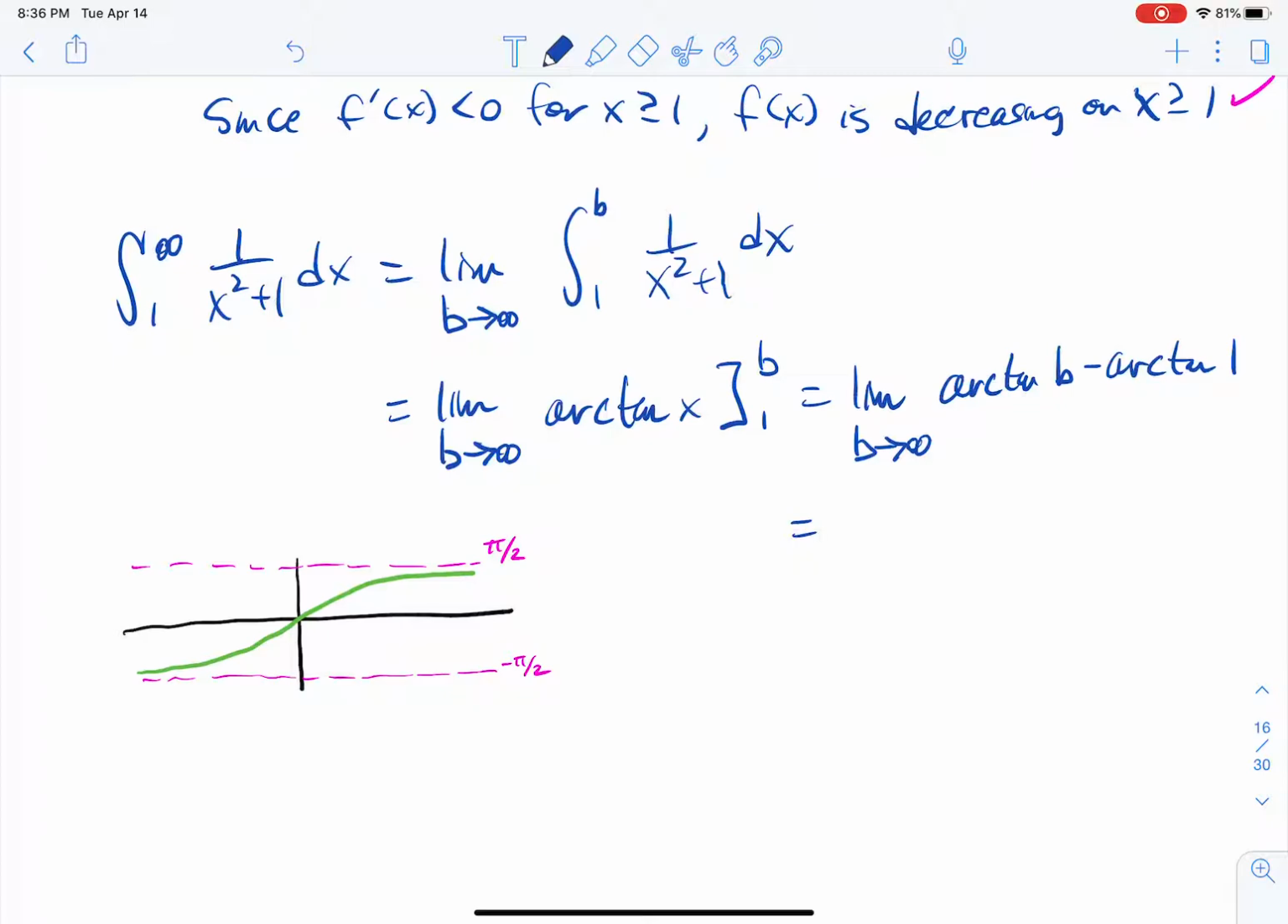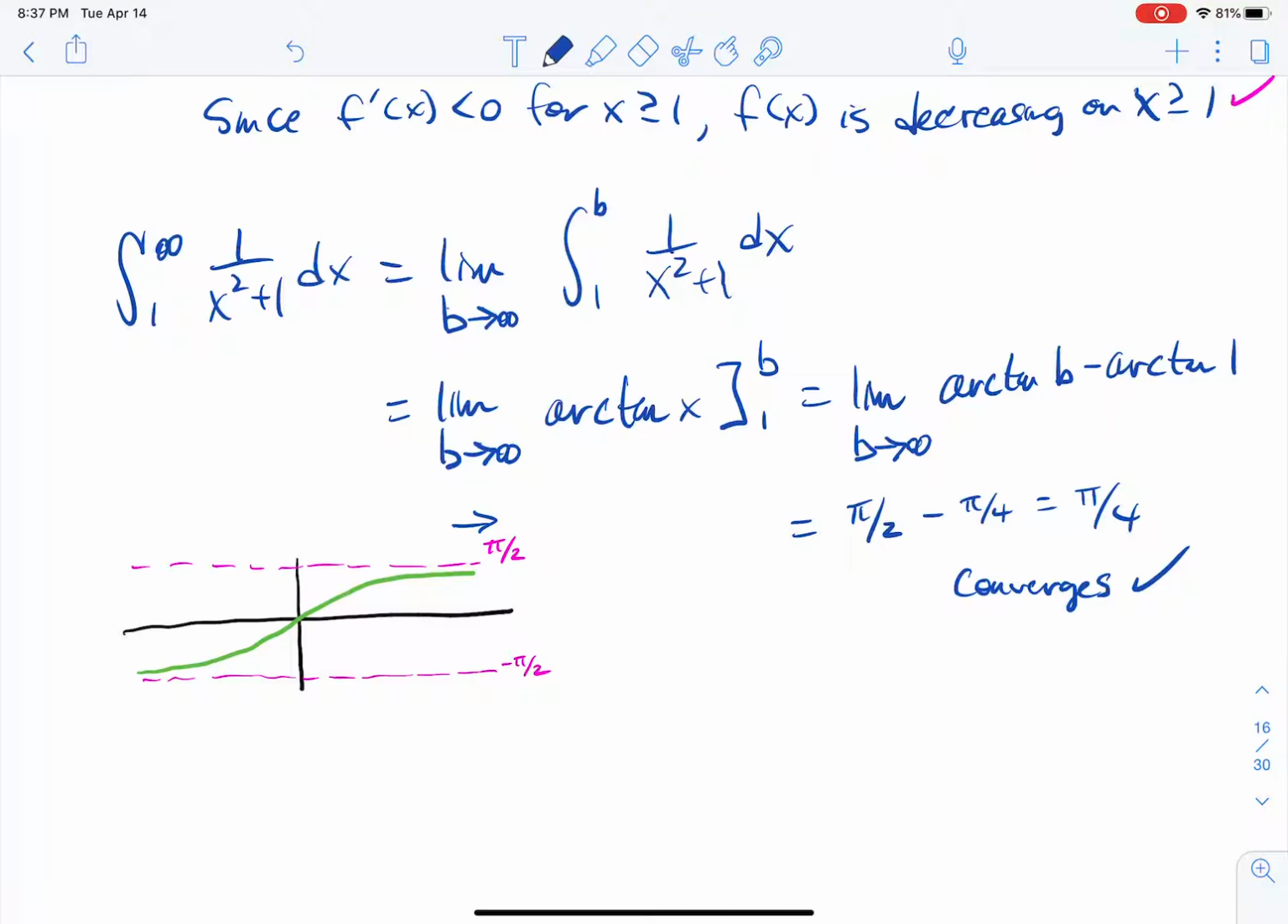So as b goes to infinity, arctangent of b, this is shooting off towards the right over here. Our arctangent is getting closer and closer to pi over 2. Then there's nothing to actually stick into the arctangent of 1. So the tangent of some angle is equal to 1. That is pi over 4. Half a pi minus a fourth of pi is equal to pi over 4. What does that mean? That means it converges. Check.